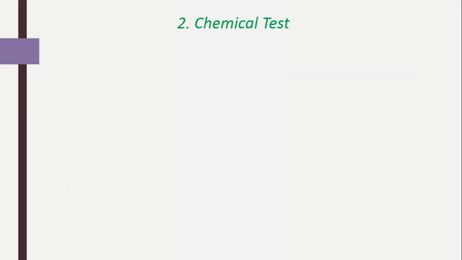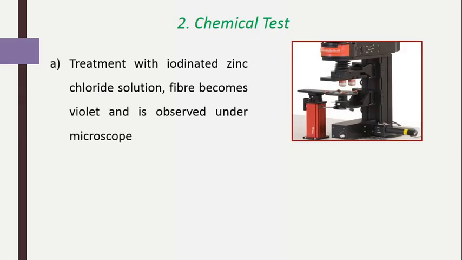Let's move to the next test. Here we will see the chemical test of absorbent cotton. The first test includes the treatment with iodinated zinc chloride solution. Here the sample of absorbent cotton is taken. After that, iodinated zinc chloride solution is added, and it is observed under the microscope. The fiber becomes violet. So with this treatment, the fiber becomes a violet one.